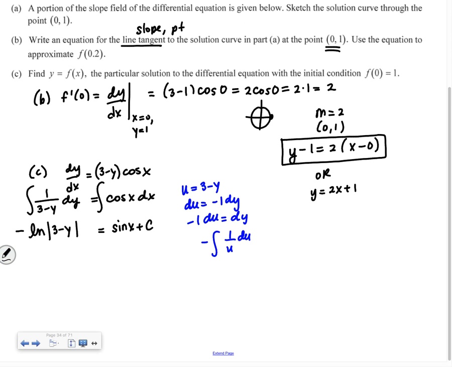So then we have negative natural log of 3 minus y, and we're plugging in the point 0, 1. So 1 equals sine of 0 plus c. Sine of 0 is 0. So we get negative natural log of 2 for our constant. So we go back and we put that in.